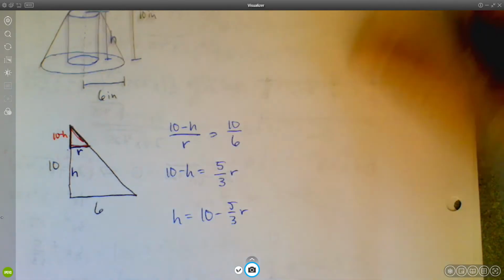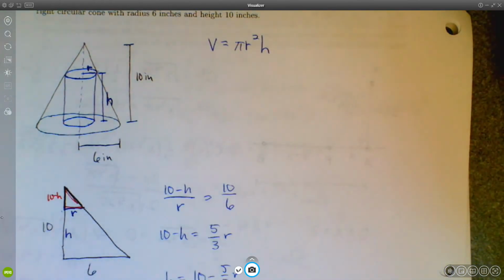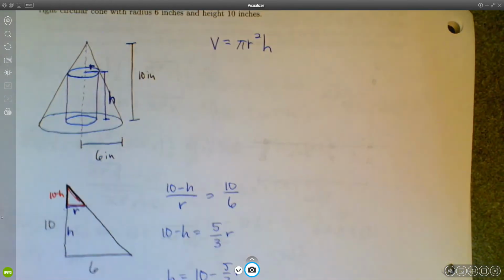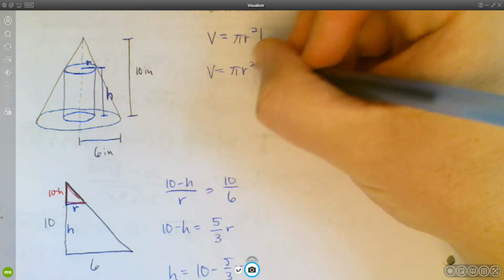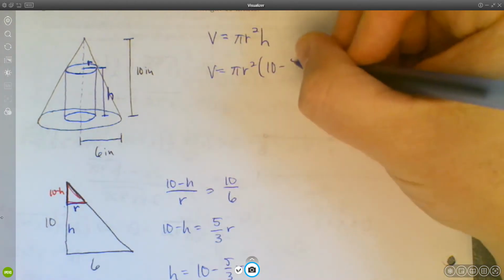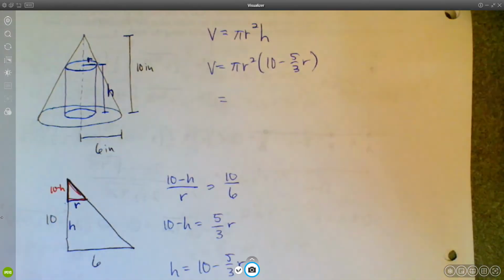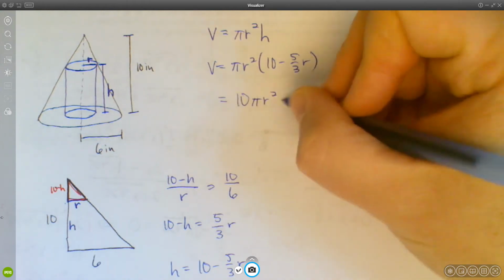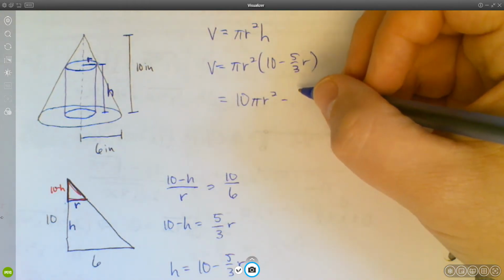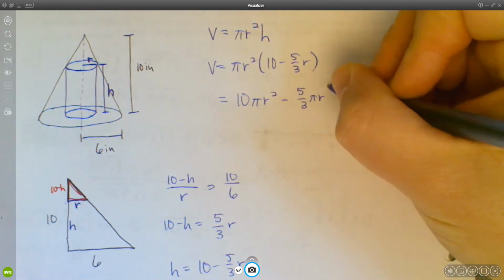Okay, so I can come back up here now, and I can replace h with 10 minus 5/3 r. So the volume is going to be pi r squared times 10 minus 5/3 r. Or in other words, that would be 10 pi r squared minus 5/3 pi r cubed.